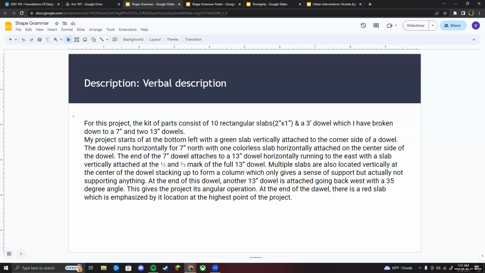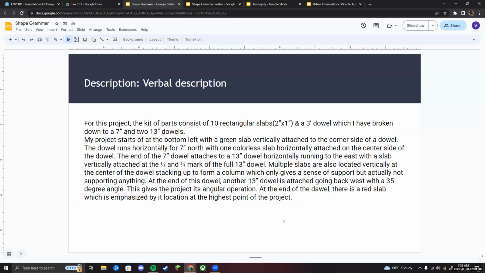So, verbal description of my project. The project started off at the bottom left with a green slab. The green slab represented the embarrassment emotion. And it attached to the corner side of a dowel. The dowel runs vertically for 7 inches north with one curved slab horizontally attached on the center side of the dowel. The end of the 7-inch dowel attaches to a 13-inch dowel horizontally running to the east with a slab vertically attached at the 1/3 and 2/3 mark of the full 13-inch dowel.